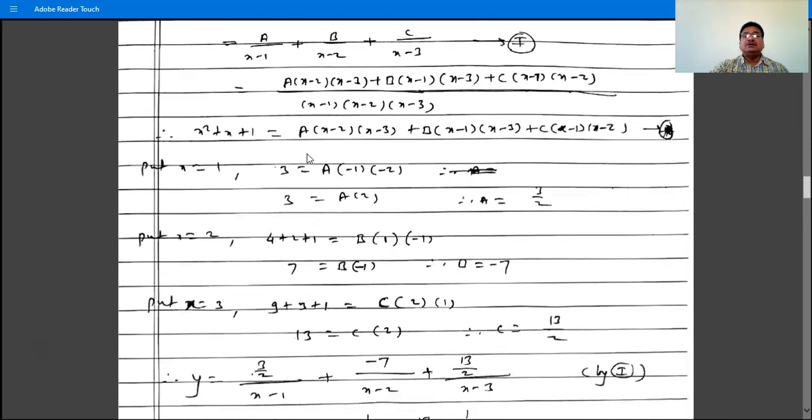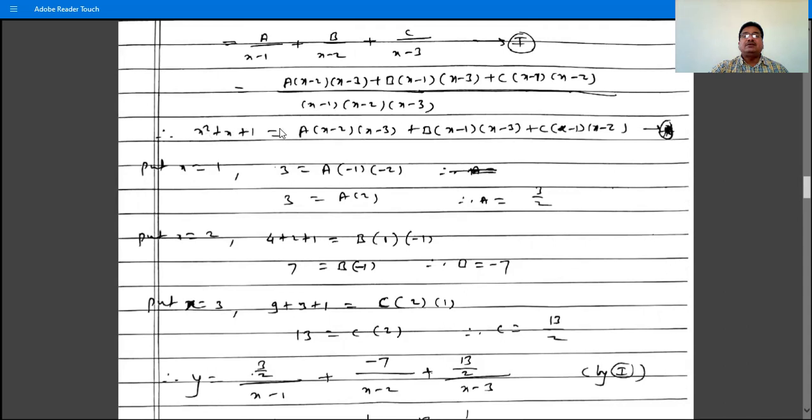Then put x equal to the roots of these brackets. So x minus 1 gives the root x is equal to 1, x minus 2 gives the root x is equal to 2, and x minus 3 gives the root x is equal to 3. So substitute the values 1, 2, 3. Substitute the roots of these brackets. So substitute x is equal to 1.